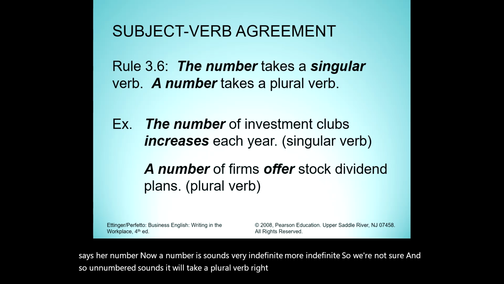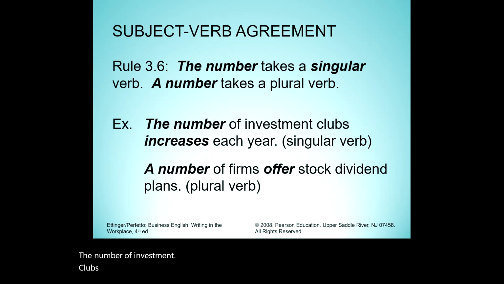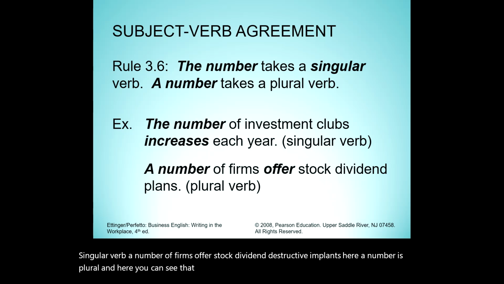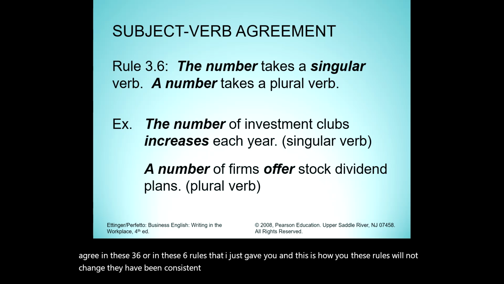So here are the examples. The number of investment clubs increases each year. Singular verb. A number of firms offer stock dividend plans. Here, "a number" is plural, and you can see that "offer" is a plural form. The subject and the verb have to agree in these 3.6 or in these 6 rules that I just gave you. These rules will not change. They have been consistent for a very long time in the English language.